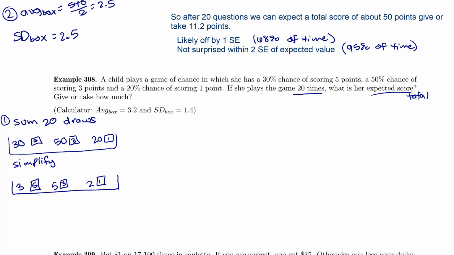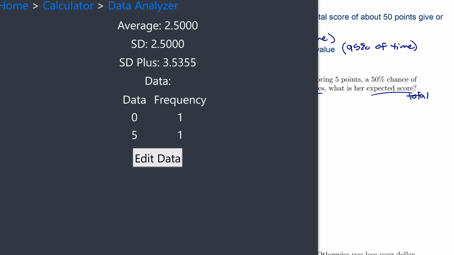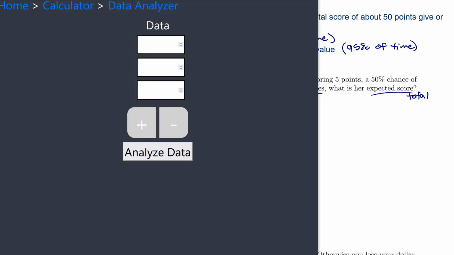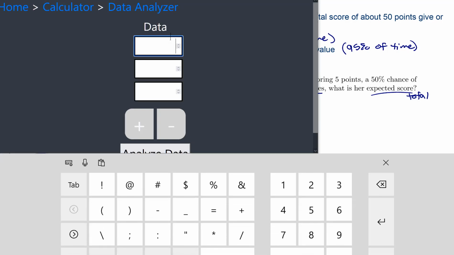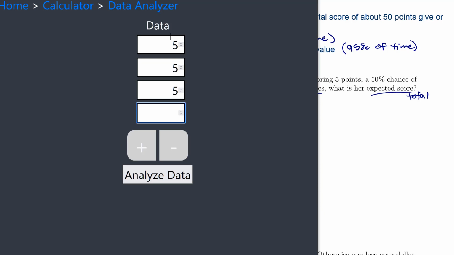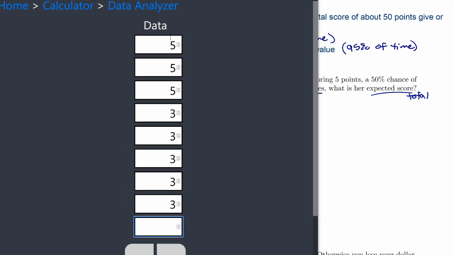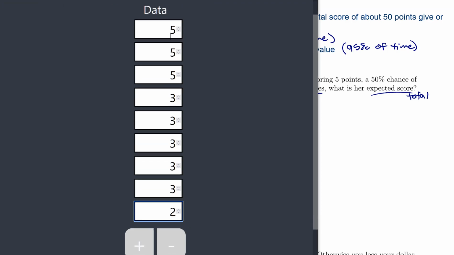So then I go to my calculator. I want to change my data. I just click up on it again. So I have to keep switching. 3 tickets of 5, 5, 5, 5, and then 5 tickets of 3, 1, 2, 3, 4, 5, and then 2 tickets of 1. Now I'm going to mess up on purpose to show you something.